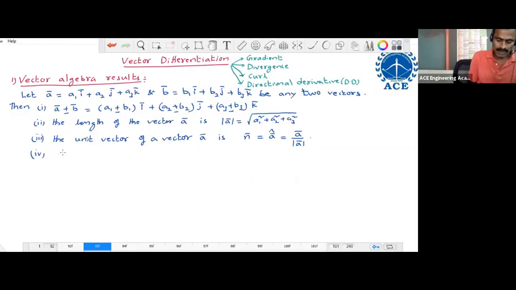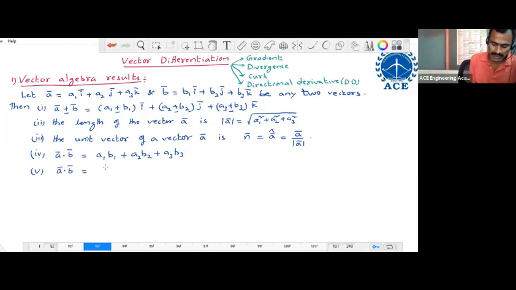Next, fourth, A bar dot B bar, the dot product of two vectors in terms of components, equals A1 into B1 plus A2 into B2 plus A3 into B3. Again, while doing the problems, we won't write these formulae again. That's why we are writing them at the beginning of this topic. Next, fifth one.